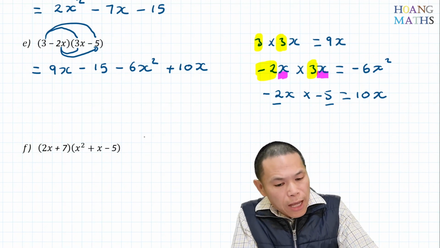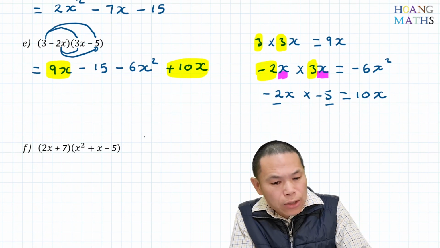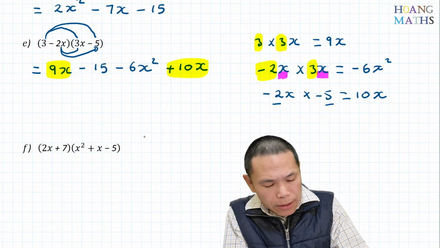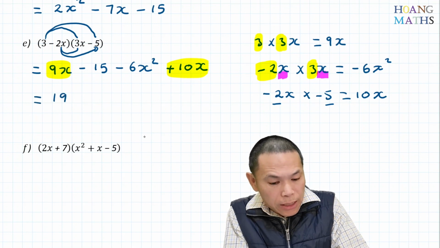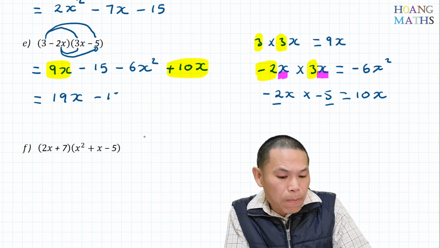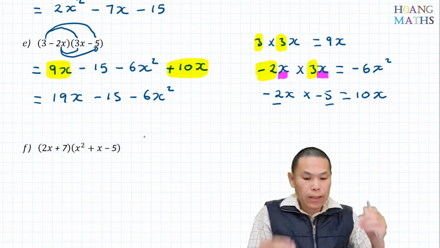So now we just collect the like terms. So the like terms are 9x and 10x. So in other words, 9 plus 10 is 19. So that becomes 19x. And the rest, we just write this down. So minus 15 and minus 6x squared. There you go.